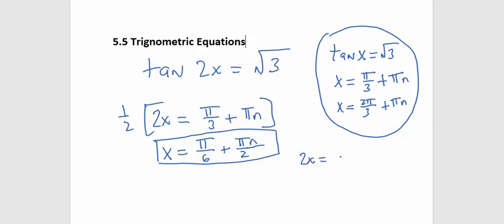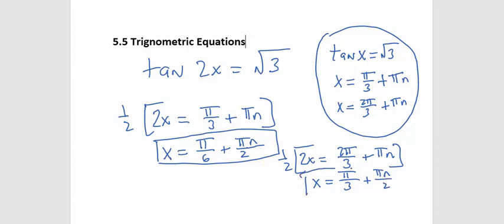My other solution is going to look like this. 2x is equal to 2 pi over 3 plus pi n. And now I'm going to multiply by 1/2 here. So then I'd get x is equal to, looks like, pi over 3 plus pi n over 2. And there would be my two solutions. Well, more than two solutions, but those would be the two ways I want to write all the solutions that are happening to this equation.